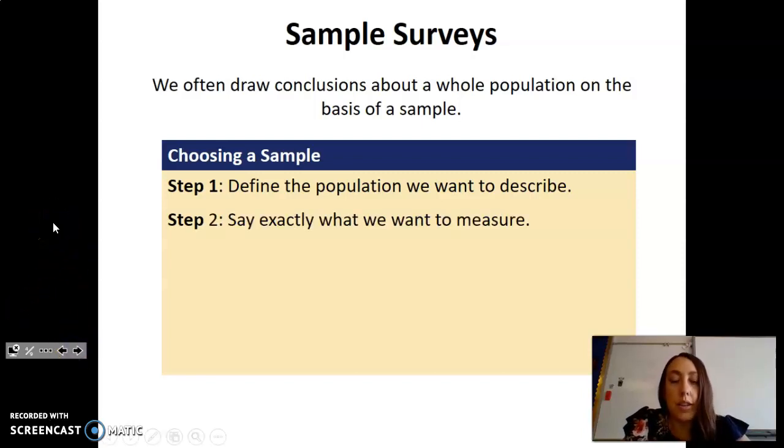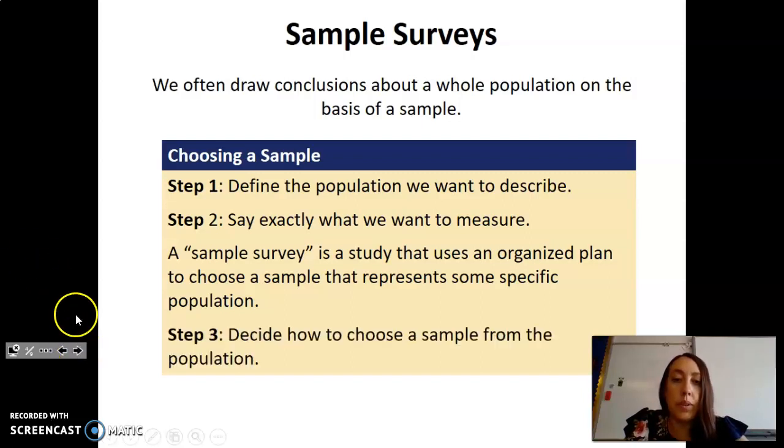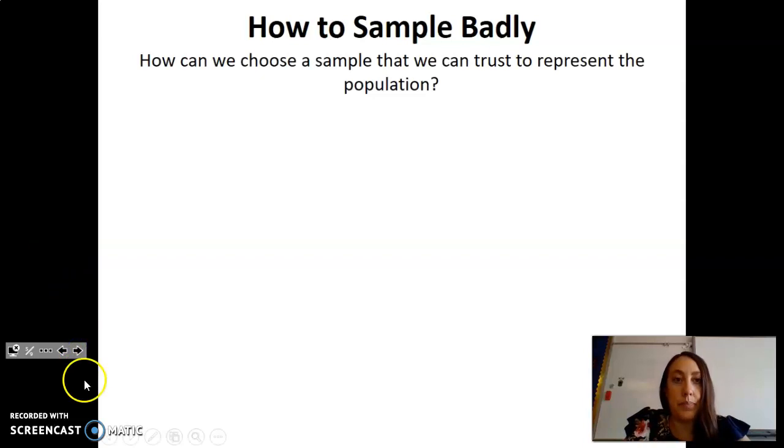Then you're going to want to say exactly what you want to measure. Maybe you want to know about their heights, or maybe you want to know about their GPAs. But you're collecting some sort of information about them. So we say a sample survey is a study that uses some organized plan to choose a sample that will represent some specific population. And then you'll have to choose how you want to choose your sample from the population. There's a variety of methods that we're going to talk about in section 4.1 that you can use to gather a sample. So we'll talk about a couple ways that we can sample badly.